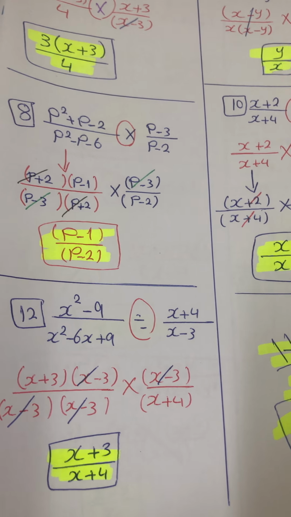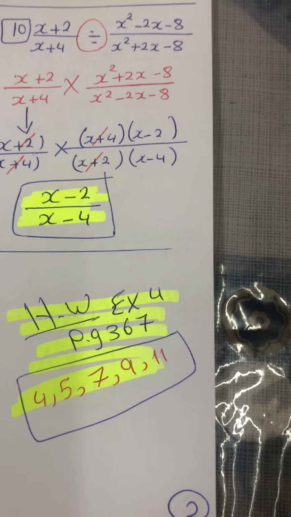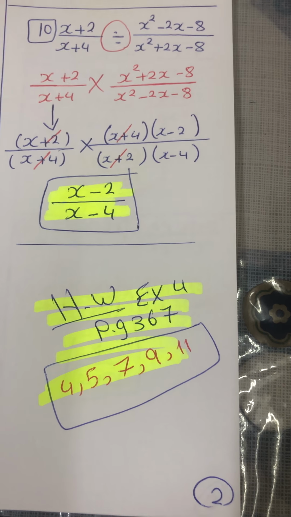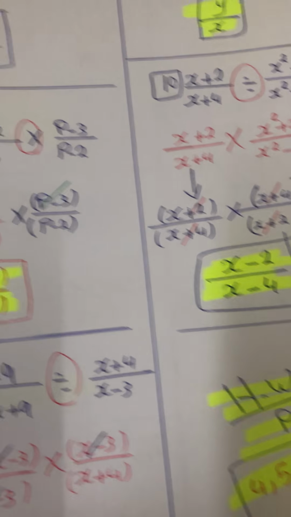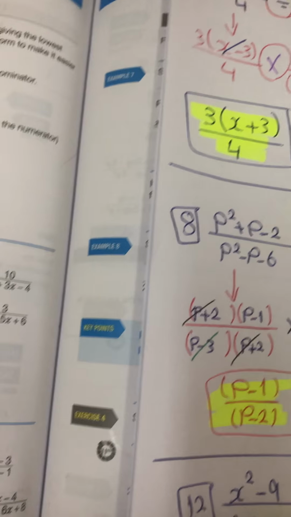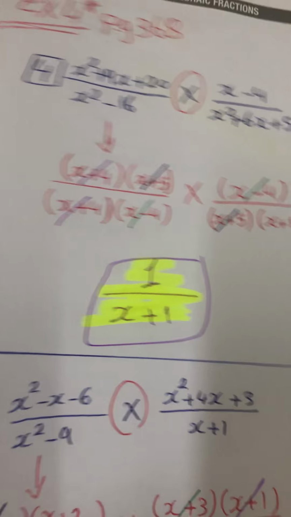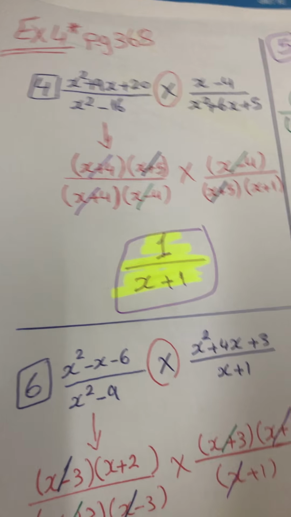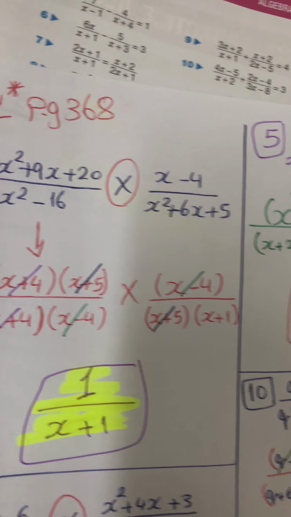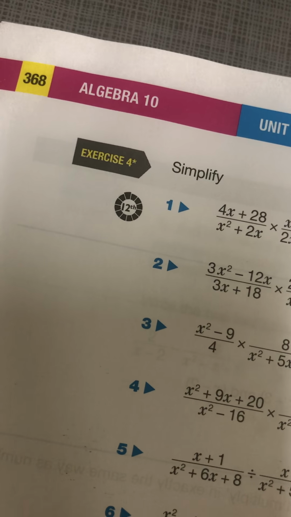Okay? As I said to you, easy lesson. Your homework from exercise 4, page 367: numbers 4, 5, 7, 9, and 11. Of course, I didn't finish, so I'll complete other problems from exercise 4 star, page 368.